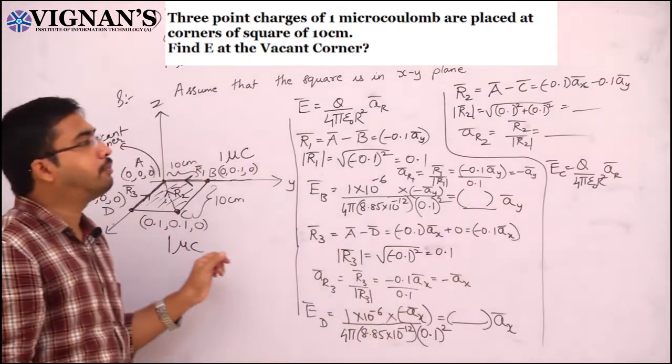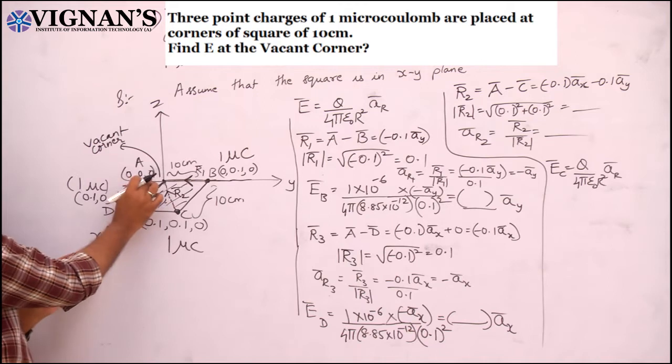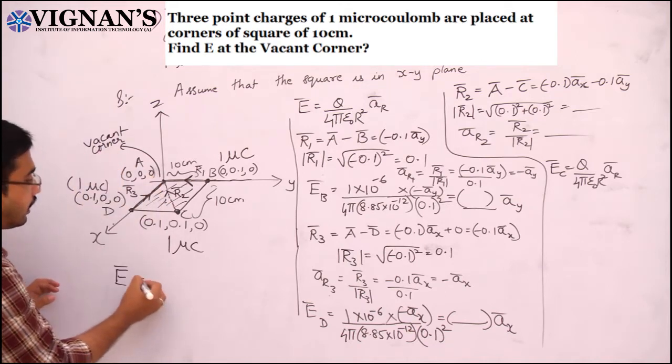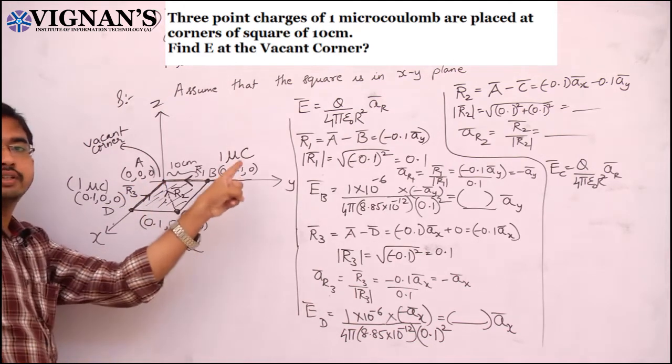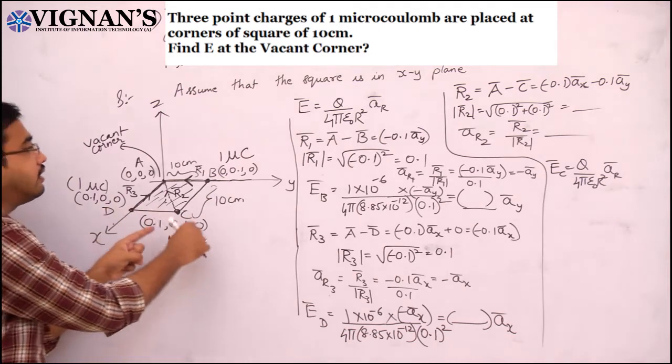Now according to principle of superposition, what is the total electric field intensity at the vacant corner? That means EA, total electric field intensity at the vacant corner, is the vector sum of the individual electric field intensities produced due to the charges at D, C and B.